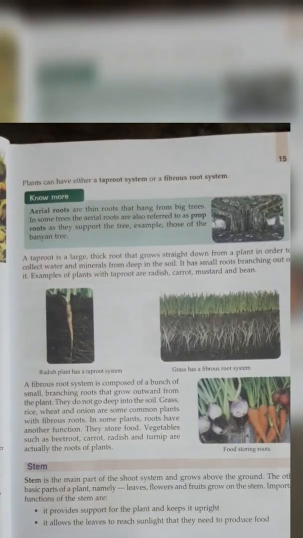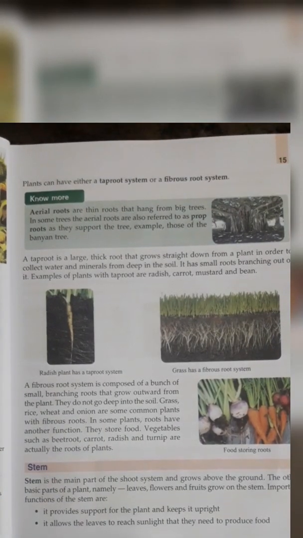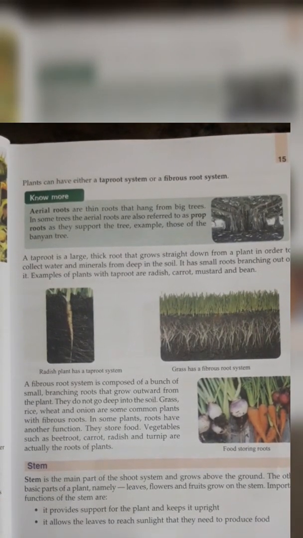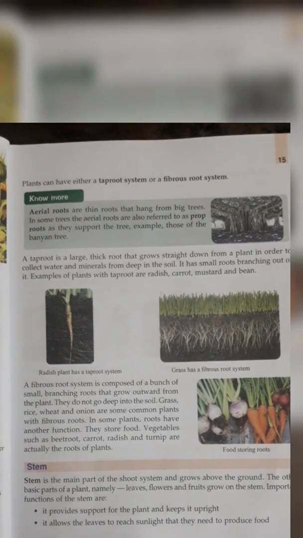Plants can either have a taproot system or a fibrous root system. So there are two types of root system, taproot system or fibrous root system.